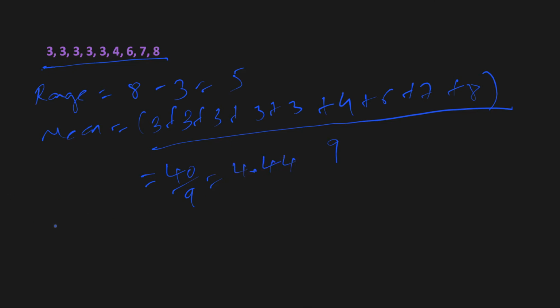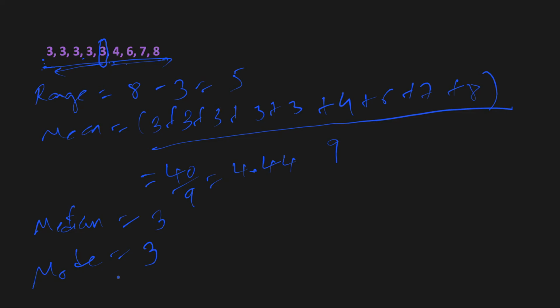4.44. Cool. And median would be the number in the middle. This number is in the middle because we can see there are 4 numbers on the right side and 4 numbers on the left side. So median becomes 3. And mode, as you can clearly see, 3 appears 5 times, whereas the other numbers only appear 1 time. So mode is the number that appears the most. So our mode is 3.